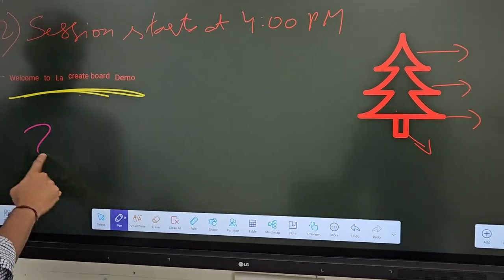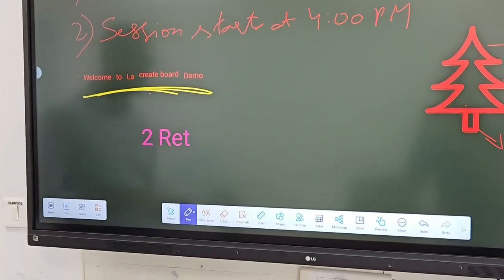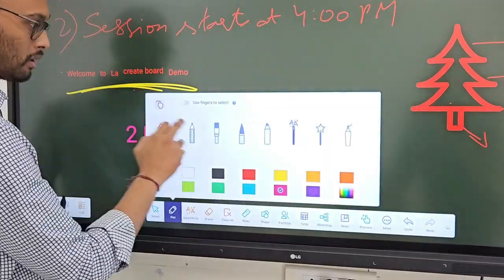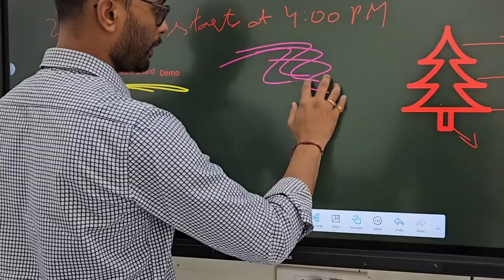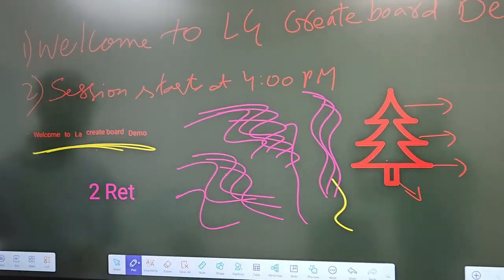And with the hand also you can write. Whatever the images, whatever the things you can do, all those things you can do. Same thing, even with 10 fingers you can write. So it is multi-touch, so you have all these features also.